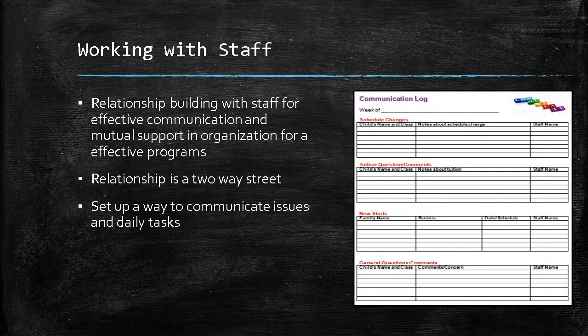It could be a written log that you do with your staff back and forth throughout a week. It could just be a booklet. It could be verbal meetings during nap time where you go in and you check with the staff. But just making sure that staff has a way to communicate with you and you have a way to communicate with them, just the daily mundane things, and then also the big training issues as well. So that's going to be really important.